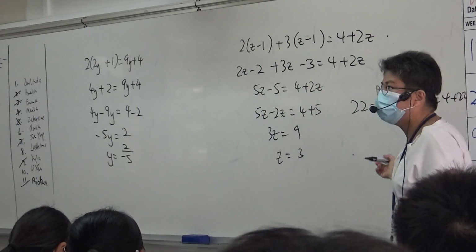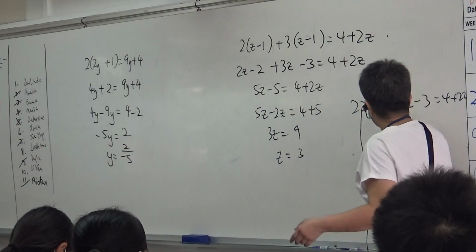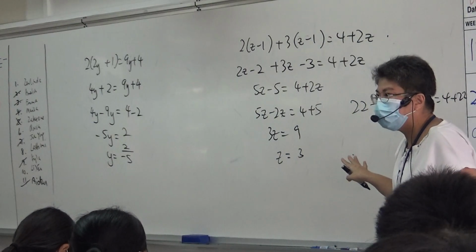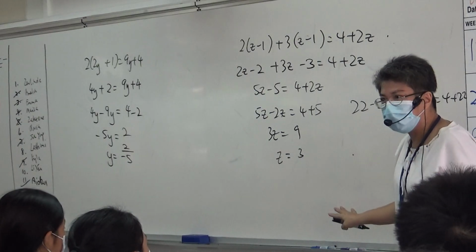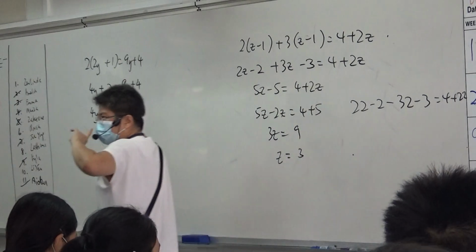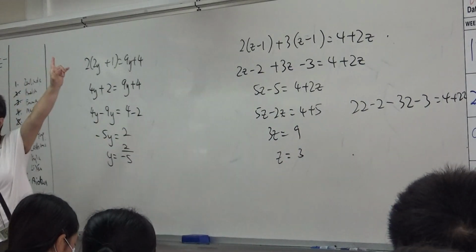Then you don't know what to do. 3 to the power of 2, minus 3 to the power of 2, minus 3 — those are all wrong. Do you understand what I'm talking about? You must write your z properly. Is that understood? Okay? So, how many of you can get 3?